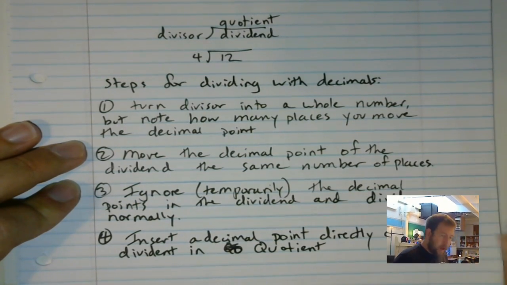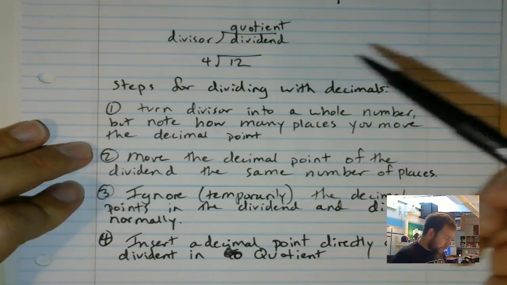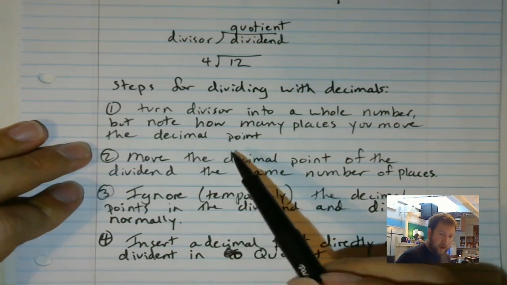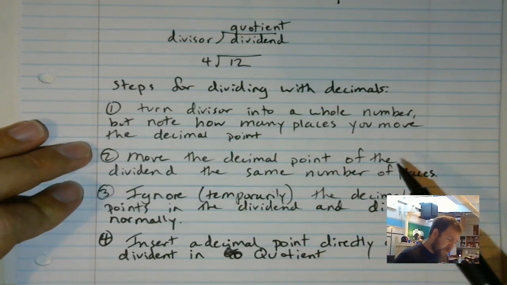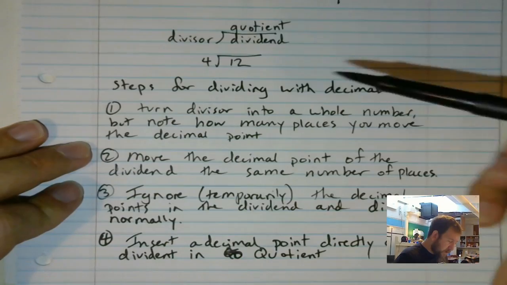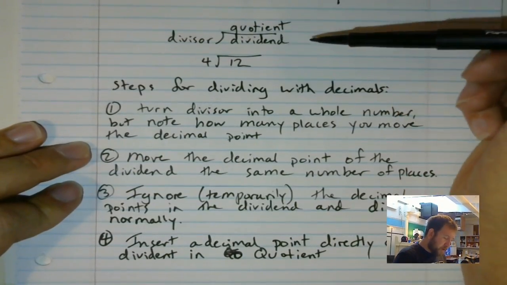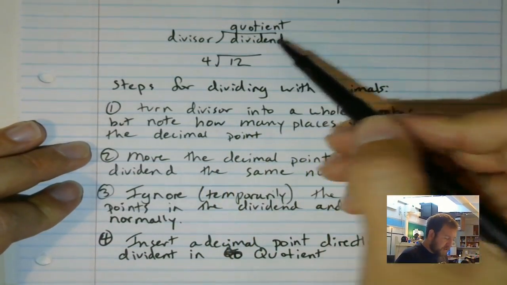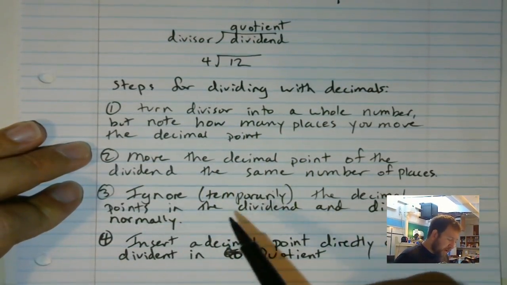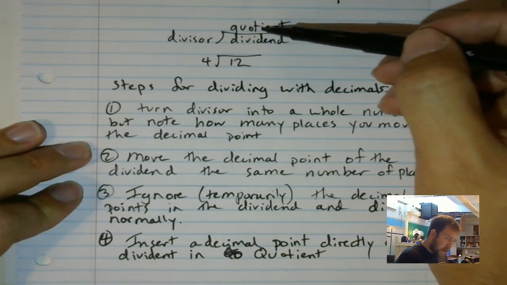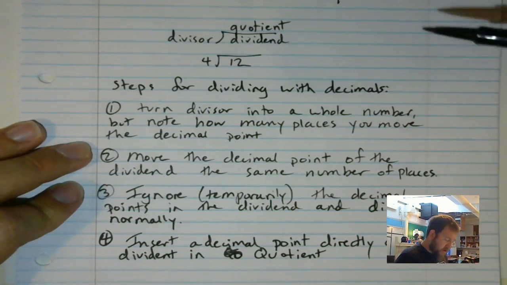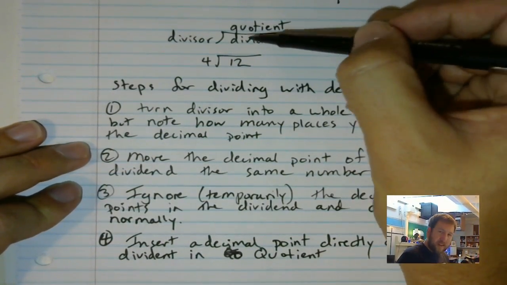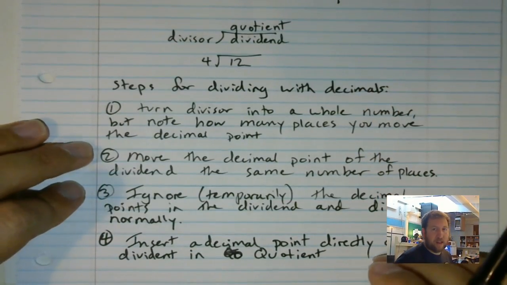Okay, let me just refresh. Step 1. Turn the divisor into a whole number, but note how many places you move the decimal point. Number 2, move the decimal point of the dividend the same number of places. So we're going to turn this into a whole number, scoot it over, and do the same thing with the dividend. Ignore temporarily the decimal point that we put in the dividend and just long divide like normal. And then wherever the decimal point is in our dividend, we're going to add it directly up into the quotient.